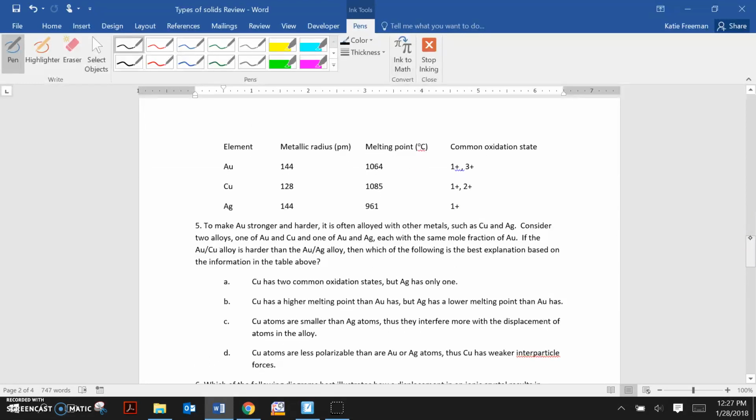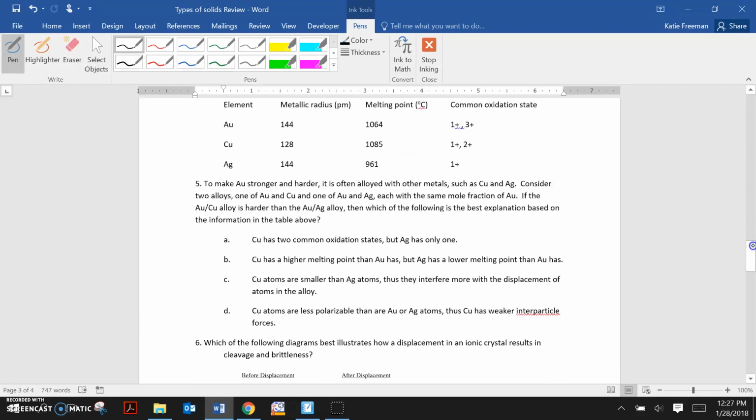Okay, question 5. To make gold stronger and harder, it is often alloyed with other metals such as copper and silver. Consider 2 alloys, one of gold and copper and one of gold and silver, each of the same mole fractions of the gold. If the gold-copper alloy is harder than the gold-silver alloy, which of the following is the best explanation based on the information in the table above?